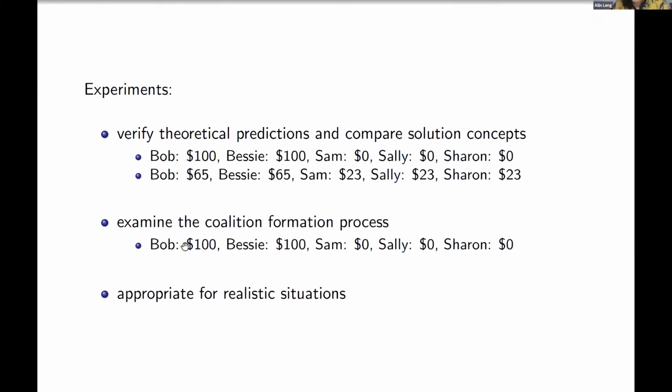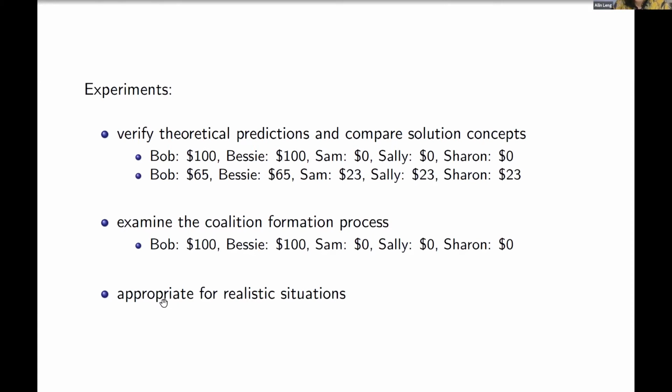It can also be achieved if Bob and Sam form a 2-player coalition, Bessie and Sally form another 2-player coalition, and Sharon is left out completely. This is also possible if Bob, Sam, and Sally, 1 buyer and 2 sellers, form a 3-player coalition, and Bessie and Sharon form a 2-player coalition. So what is the identity of the players included in the coalition? What is the coalition formation process? We need to run experiments to tell us that.